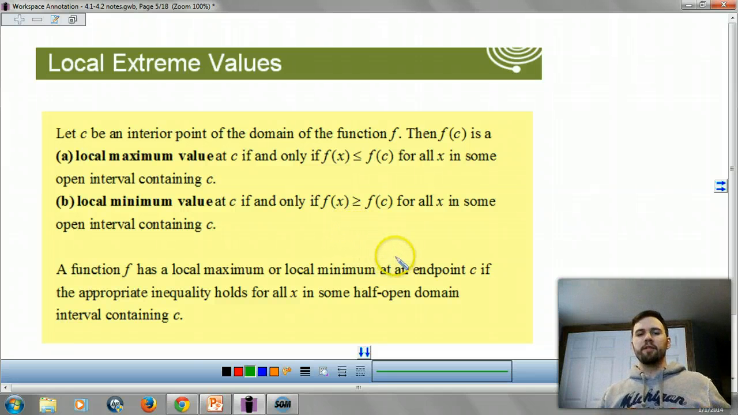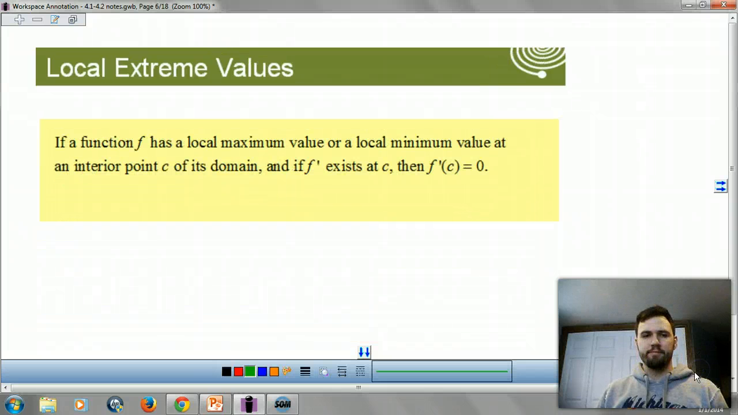Local min and max don't have to be the absolute ones. You guys are going to have to be smart when you look at this stuff. Let's just do a problem.